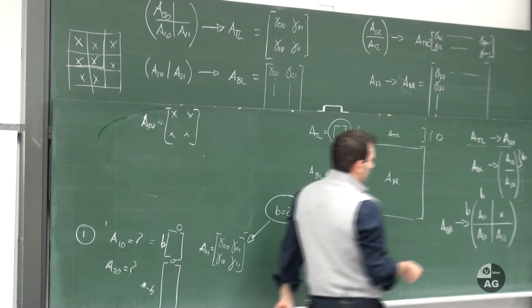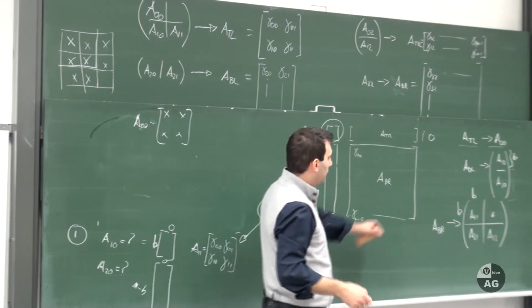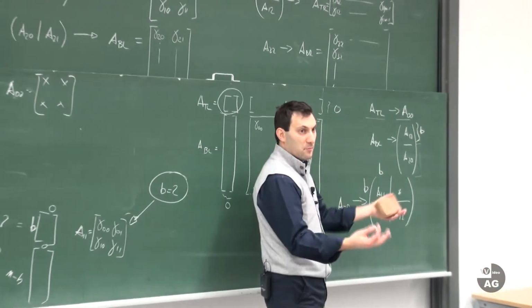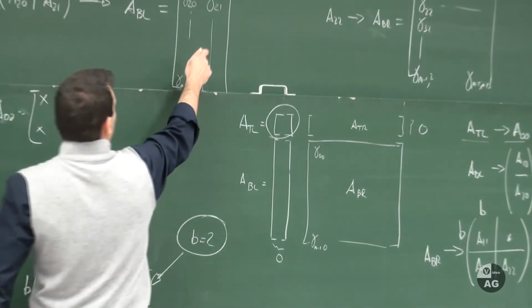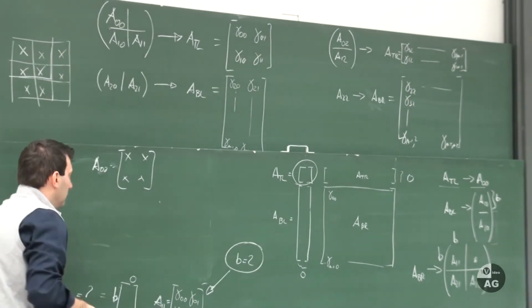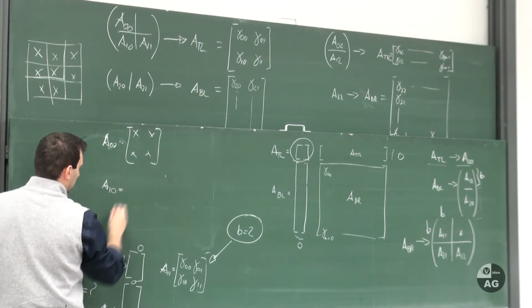Okay. A bottom left, now I have to split it in two pieces. Well, A bottom left now has some meat, so I can actually split it. A bottom left is this guy here. So what is A10?